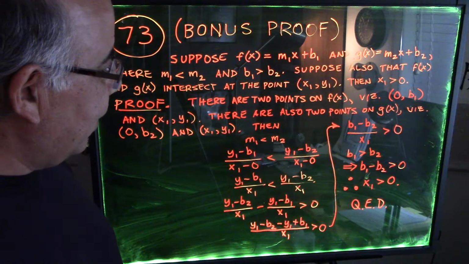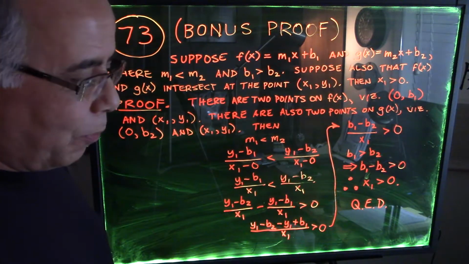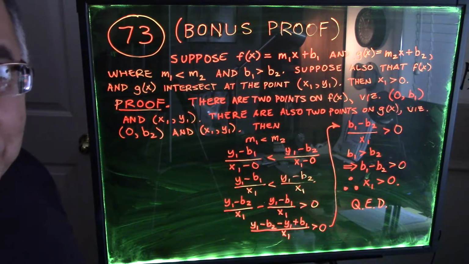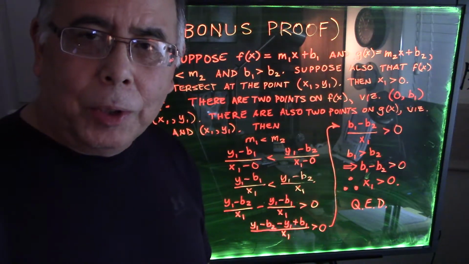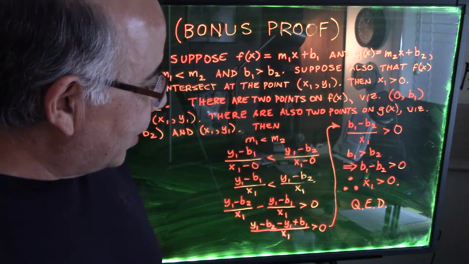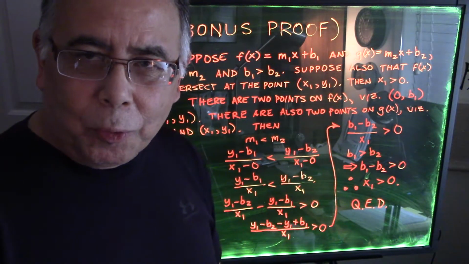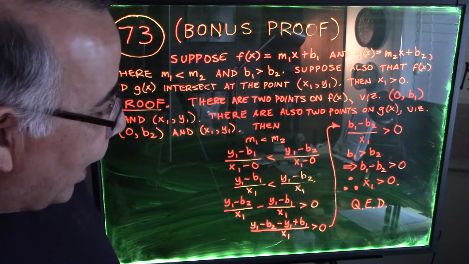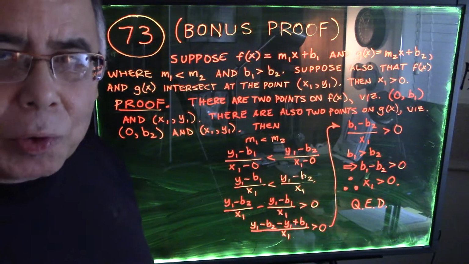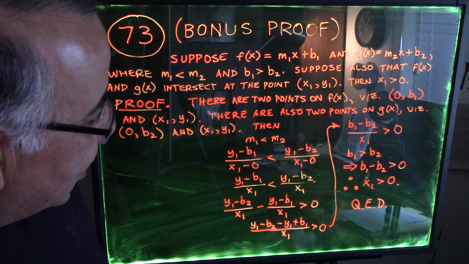QED is short for the Latin phrase quod erat demonstrandum, which means which was to be shown. Traditionally that's what you would write in mathematics at the end of a proof. Nowadays they use little square boxes to signal the end. They don't seem to use QED too much anymore.